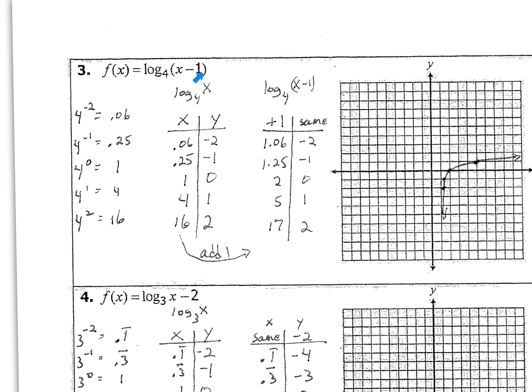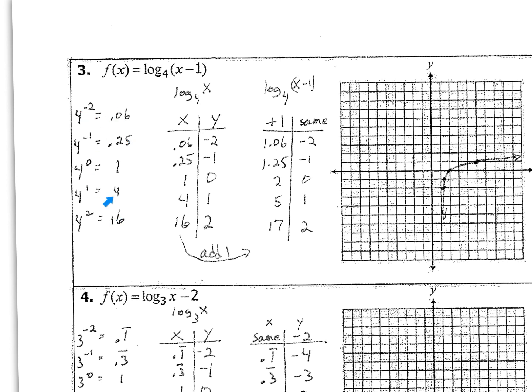Well, for x minus 1 to equal 0, that means we would be plugging in a 1. So it's kind of the opposite of minus 1. That 1 is going to become our vertical asymptote. But let's look at where the table comes from. Again, I'm just going to take this log base 4, this 4, and I'm going to raise it to some exponents. So 4 to the negative 2 is 0.06. 4 to the negative 1 is 1/4. 4 to the 0 is 1, and 4 to the 1 is 4, and 4 squared is 16.